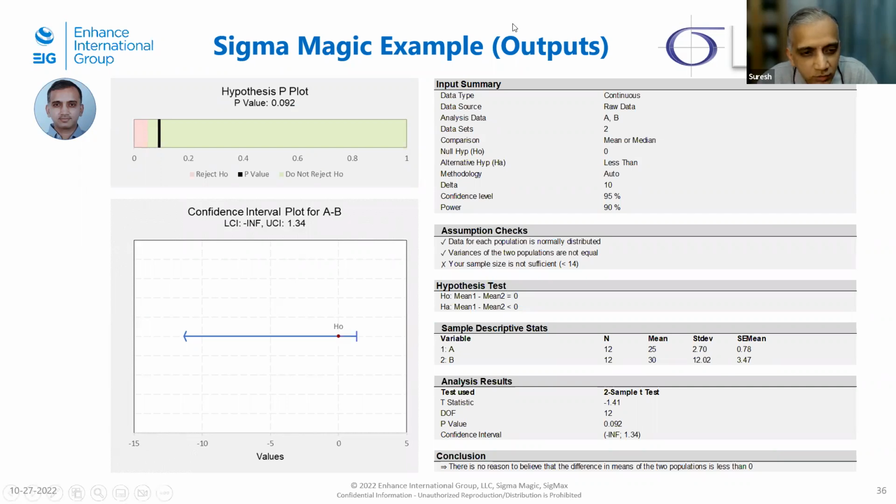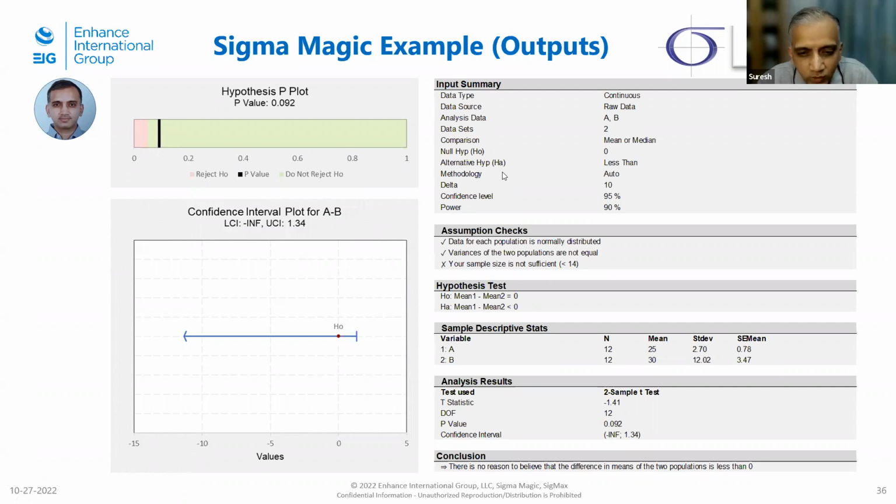And you have a confidence interval plot between A and B. On the right-hand side is your session window, and it shows you the inputs for the analysis. And more importantly, you can check the assumptions here. So it's basically checking, is your data normally distributed? And yes, there's a check mark, which shows yes, the data is normal.